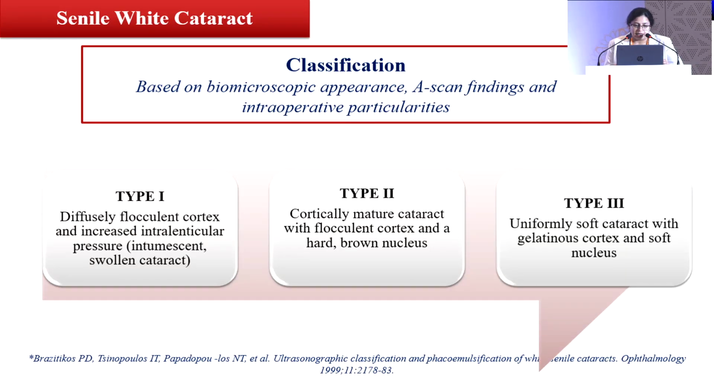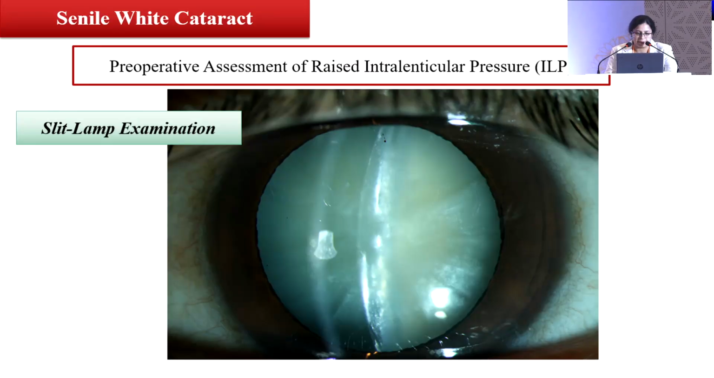Then Brazitikos et al. gave a classification based on the biomicroscopic appearance, A-scan findings, and intraoperative peculiarities. So they classified as type 1 with a diffusely flocculent cataract and raised intralenticular pressure, or the intumescent swollen type of cataract. Then type 2, cortically mature cataract with flocculent cataract and a hard brown nucleus. Type 3, which was a uniformly soft cataract with gelatinous cortex, which is the easiest to manage.